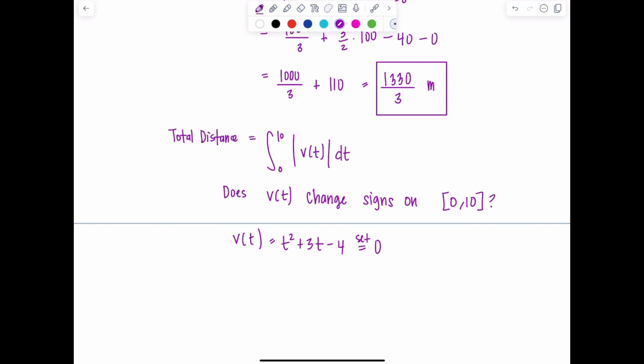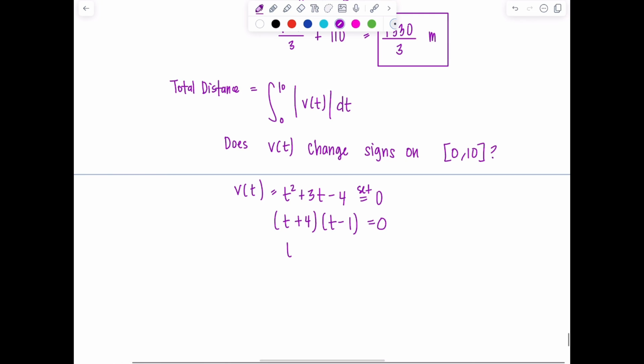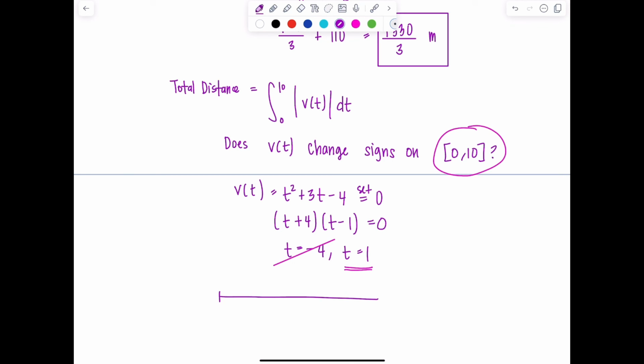So it factors. You're welcome. So t plus 4 times t minus 1 is 0. And we get t equals negative 4 and t equals 1. Now we're looking only on the interval from 0 to 10. So I'm going to throw away t equals negative 4. It's outside of this interval. But at t equals 1, the velocity is 0. So let me make a little sign chart. 0, here's 1, here's 10.